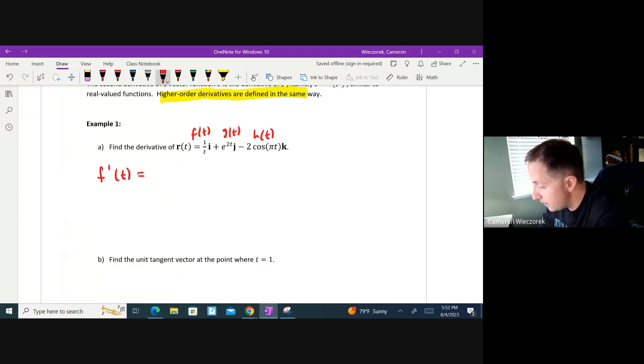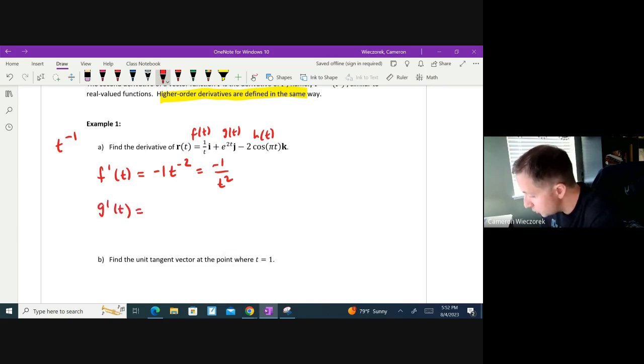The derivative of f is given as 1 over t. Let's think of that as t to the negative first. Then my derivative would be negative 1 t to the negative second, or negative 1 over t squared using the power rule. G prime of t: g of t is e to the 2t. Using the chain rule, the derivative would be e to the 2t times the derivative of 2t, which is 2. So 2e to the 2t.